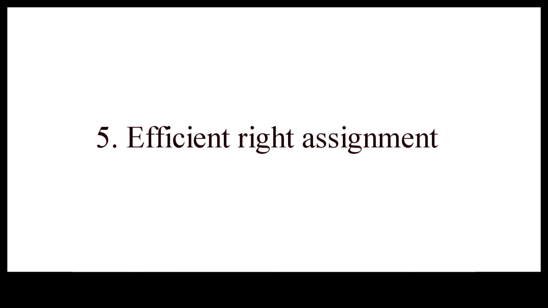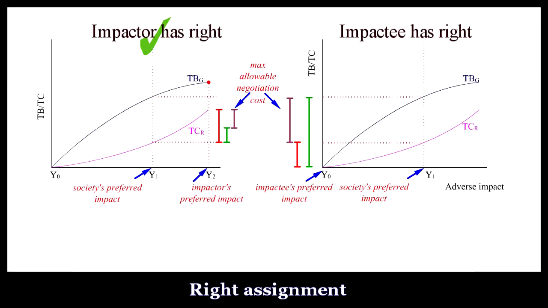In view of substantial negotiation cost, the best way to achieve efficient adverse impact is not to grant blanket rights to one party or another, hoping for a negotiated settlement. If the negotiation cost exceeds the maximum allowable level, giving the right to the impactor would freeze impact at Y2, and giving the right to the impactee would freeze impact at Y0.